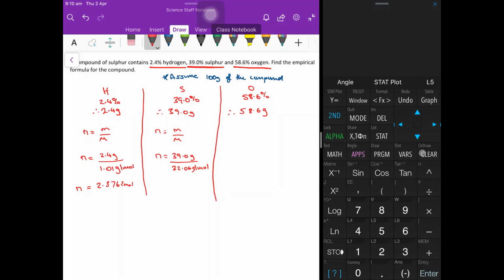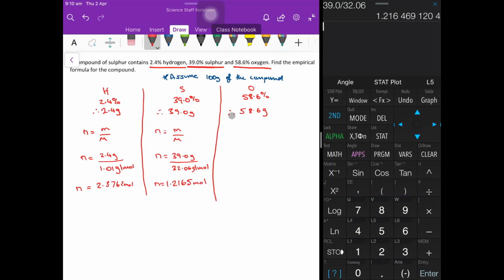Let's go with my calculator. 39.0 divided by 32.06. That's equal to 1.2165 mole.